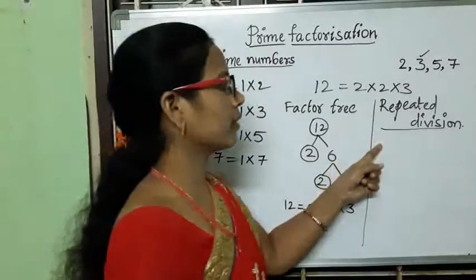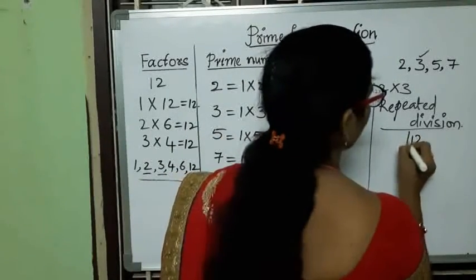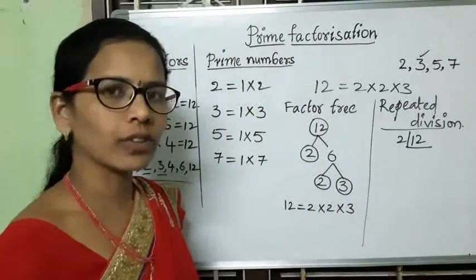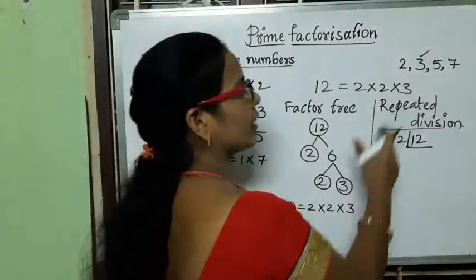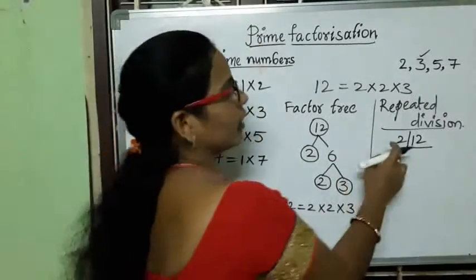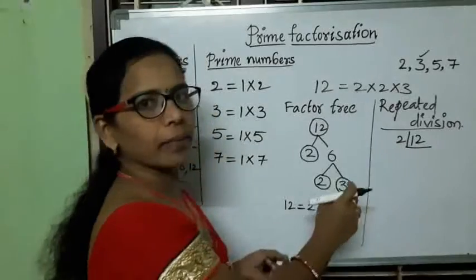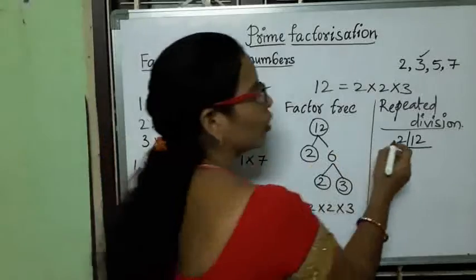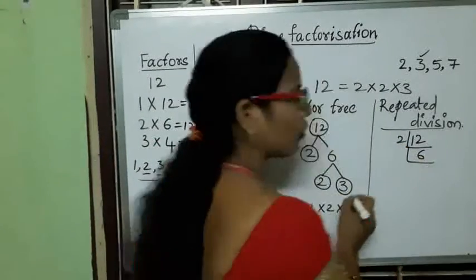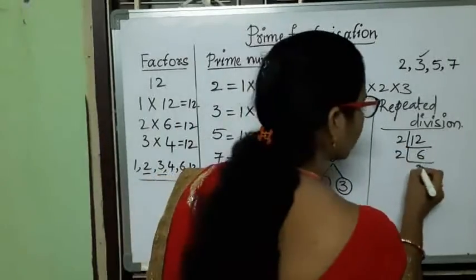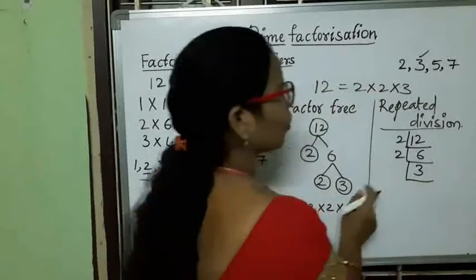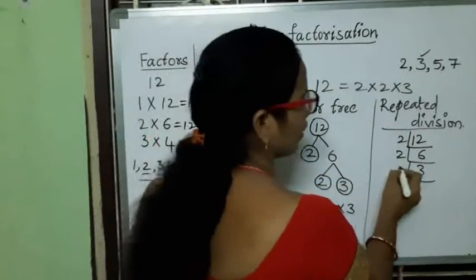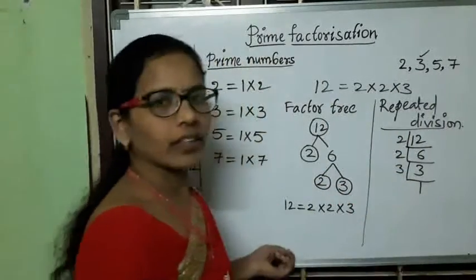Let's see the second method. I am going to divide 12 by 2. Here I am going to do the division repeatedly, so this is the repeated division. Here 2 is the least prime number. I am going to take the same numbers, but the writing process is different. Here 2 times 6 equals 12. We know that 2 times 3 equals 6. Now 2 cannot divide 3, so I am going to take 3. 3 times 1 equals 3.